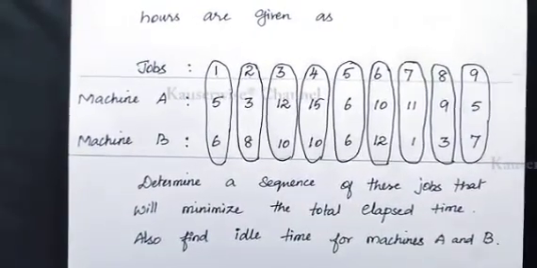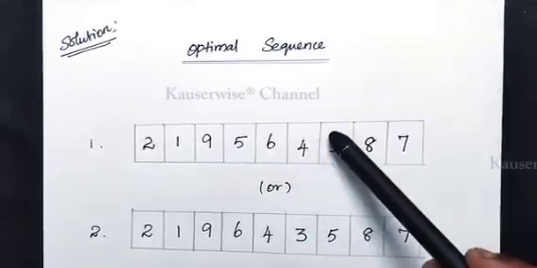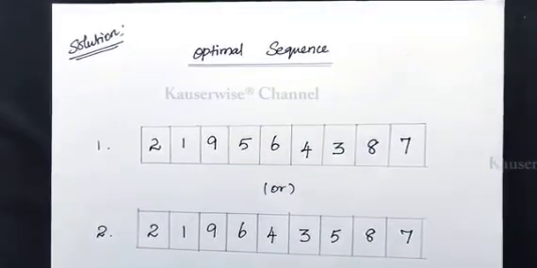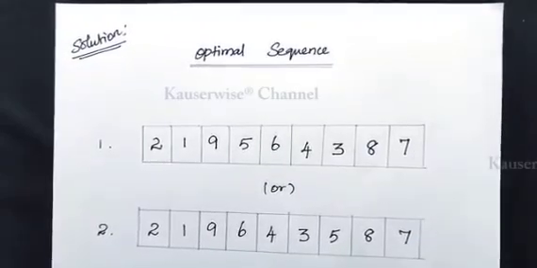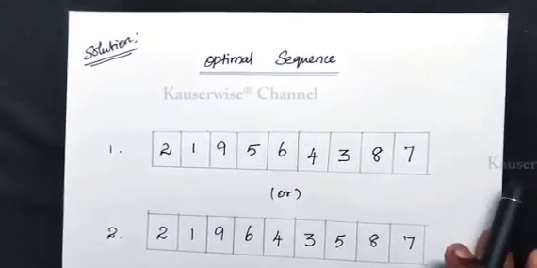Okay, now see the solution. See the optimal sequence. In this problem, we have got two alternative optimum sequences. Anyway, we are going to get the same answer whether you proceed with the first one or the second one. I am going to take the first one for the further calculation. Let us see the calculation.